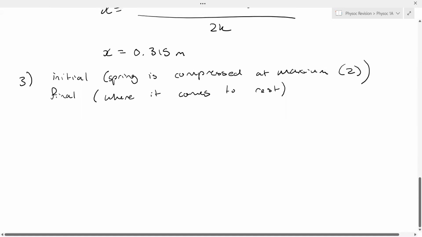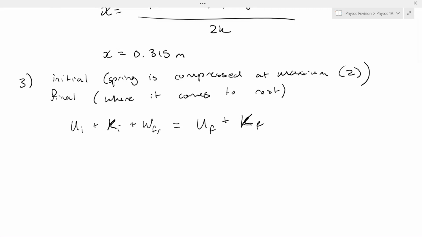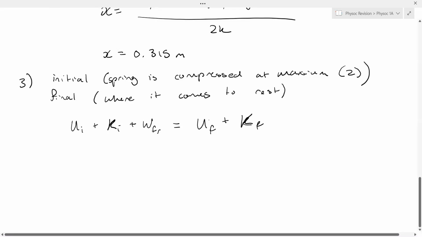So in this case, we're going to have our initial potential energy, our initial kinetic energy, and then of course our work from friction, and then our final potential energy and our final kinetic energy. We of course want our final potential energy to be 0. So let's get rid of this.